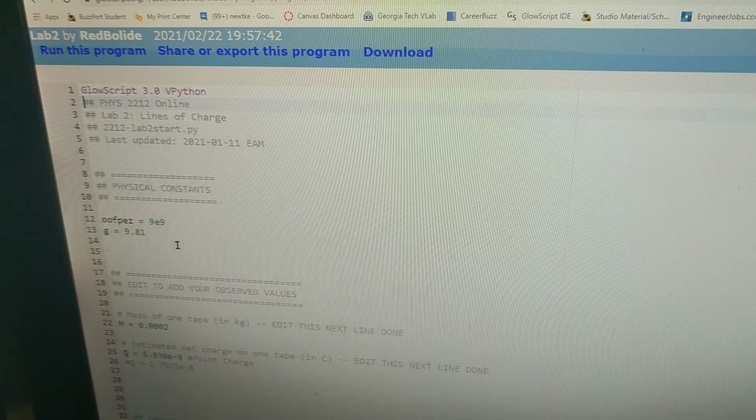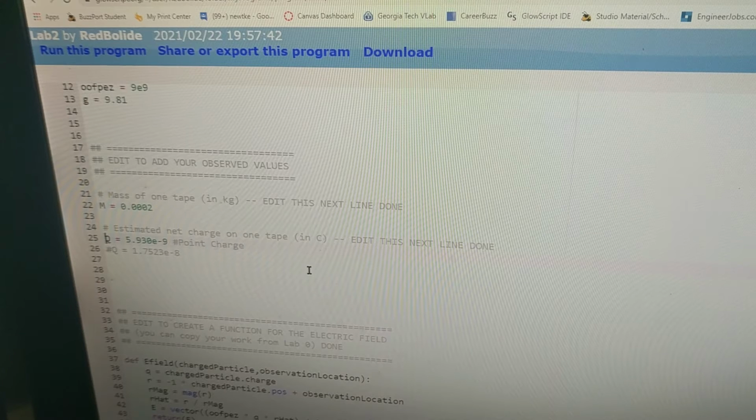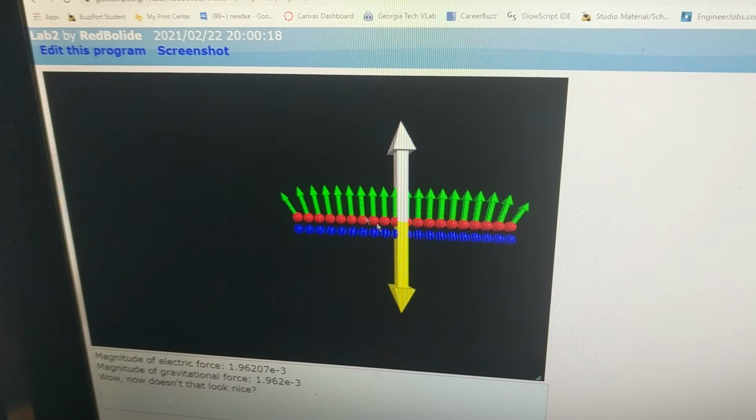What we need to do instead is go through, plug and chug, and find a value of Q that balances these. Now, with a value of 1.7523 times 10 to the negative 8 coulombs, when we run it, take a look. Our magnitudes are both the same, 1.962 times 10 to the negative 3 newtons. And this is important because by Newton's third law, the upward force has to be the same as the downward force in order for these to be in equilibrium.